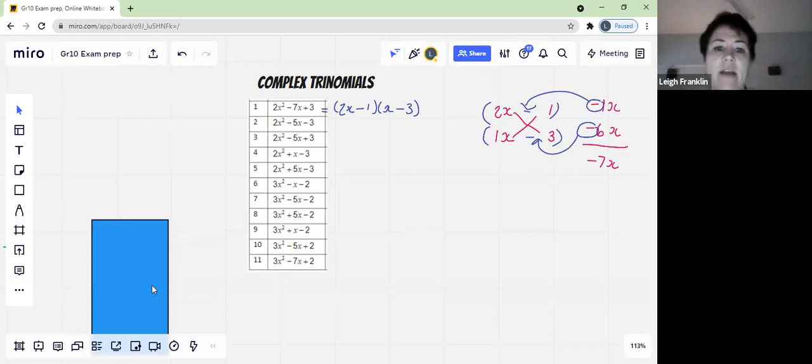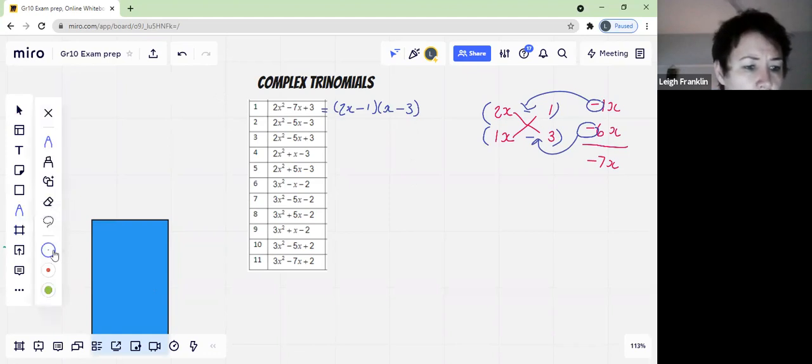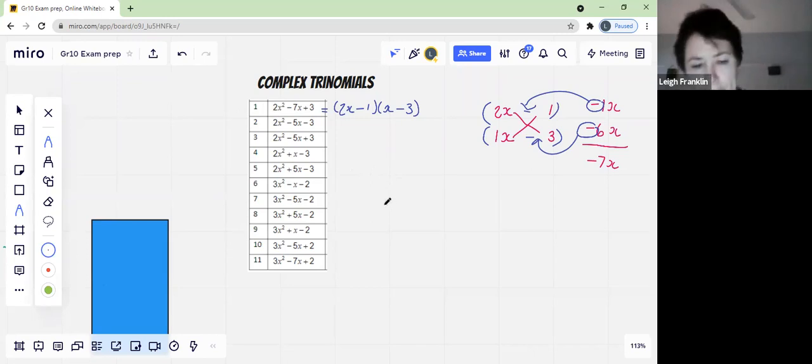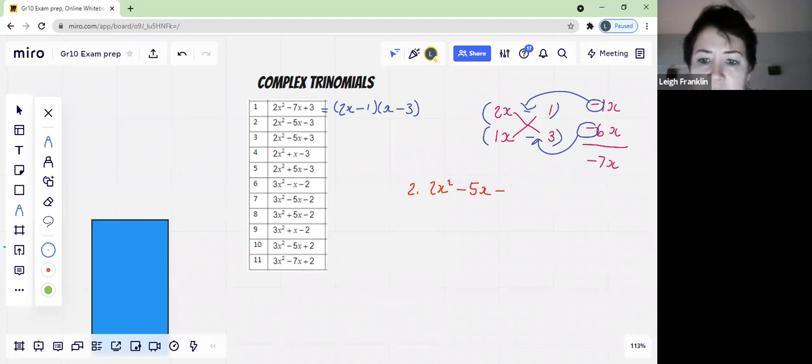Everybody else, let's have a look at number 2. Okay, so Karabo, I'm not picking on you, but I know you were saying that you were finding this difficult. So let's have a look at number 2, Karabo. Everybody else, if you can manage, carry on. All right, so Karabo, this is our question. Okay, we've got 2x squared minus 5x minus 3. Okay, so middle term is negative, last term is negative. So what are the signs inside the brackets, Karabo? You can pop it into the chat.